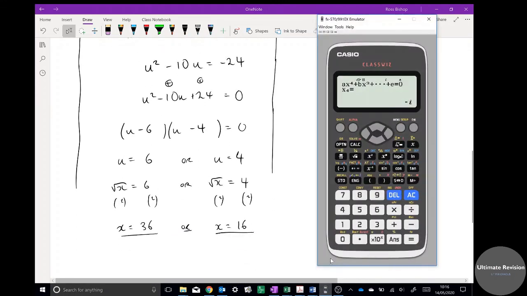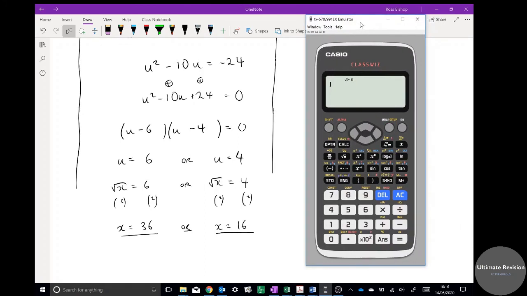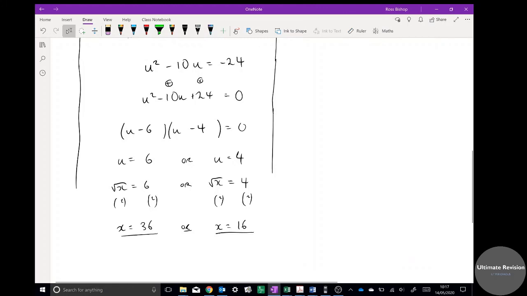If I'm going to do a quick check on my calculator, I'm going to go back to the normal way. Mode 1 takes me back there. If I put in x minus 10 root x, that was the left-hand side of my equation. If I press calc and input 36, I get minus 24, which was the right-hand side, so I know that's correct. And if I press calc and check the other one, 16, I get minus 24, which again is correct. So again, please use the calculator as a check.